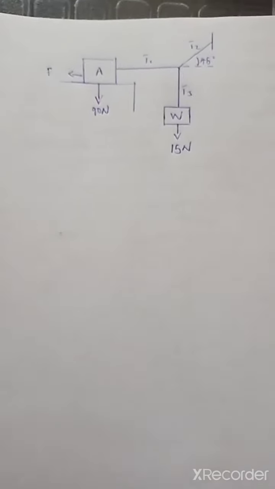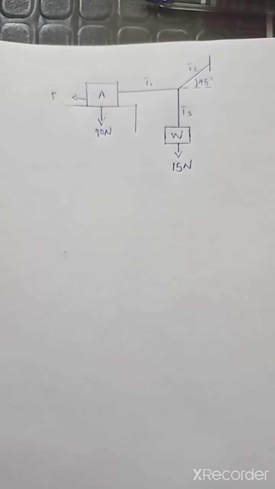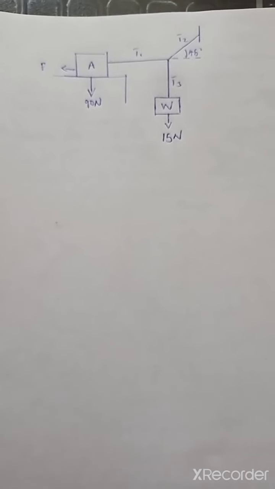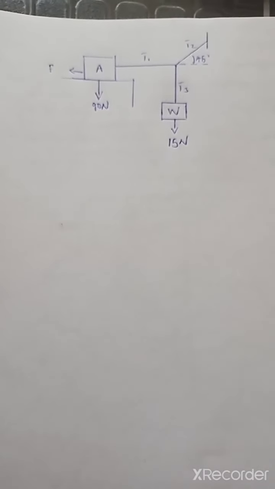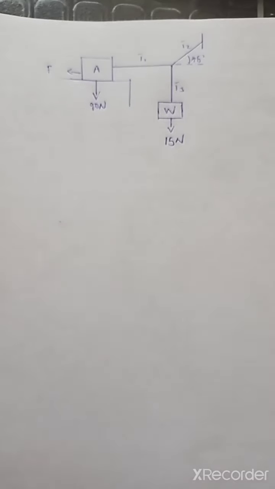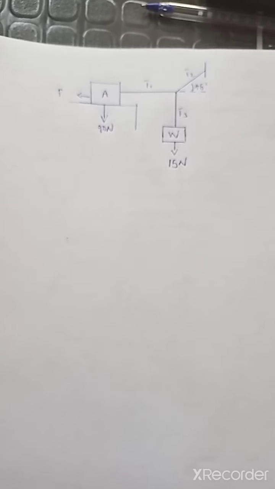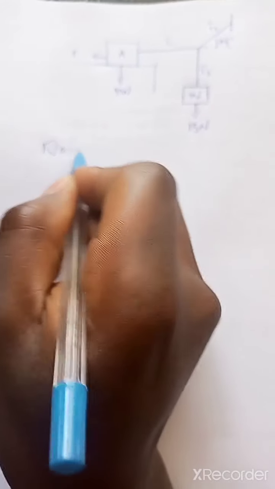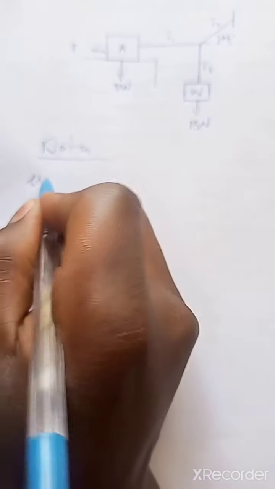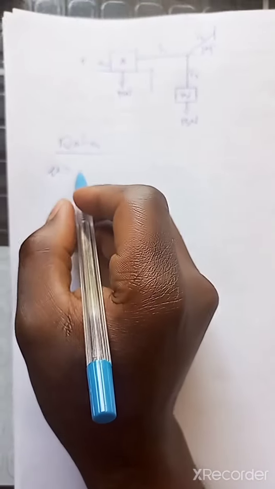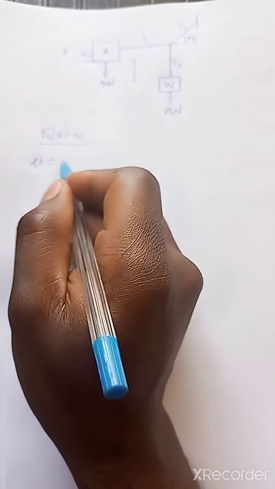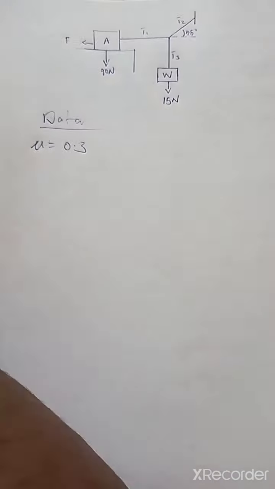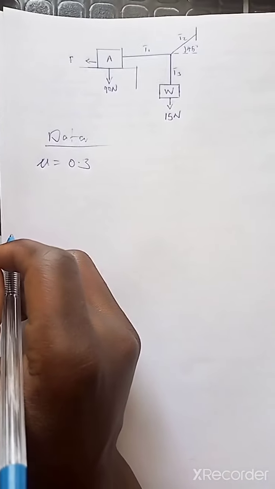Hey guys, so in this video I'll be solving question 5 from tutorial sheet 8, and it reads: show that the static friction force between the block A and the surface can hold the system in equilibrium for the weight of block A given. So it says given that mu is equal to 0.3.